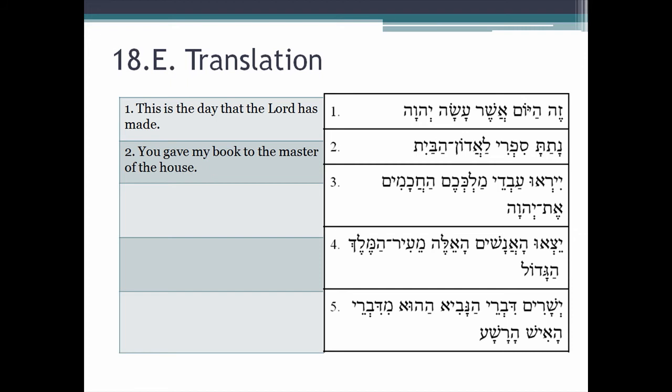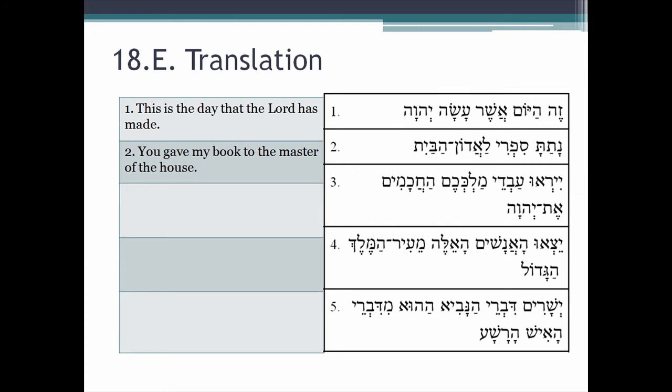Number 3, we have Yir'u avdei malchem hachachamim et Adonai. So the verb form is in first position. Again, we have a prefix, then we have a long U, so that we know that's going to be a qal imperfect third masculine plural. So, they will fear or something like that.